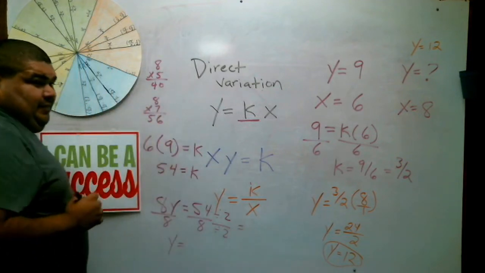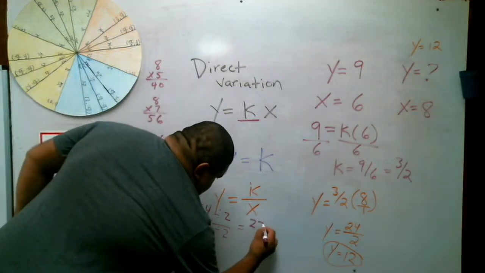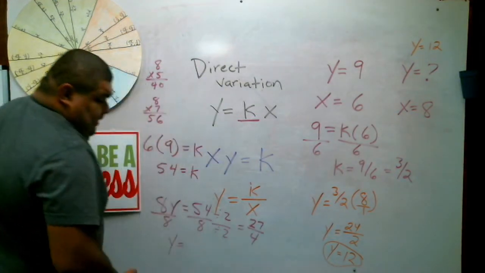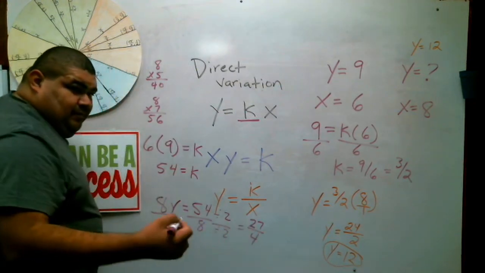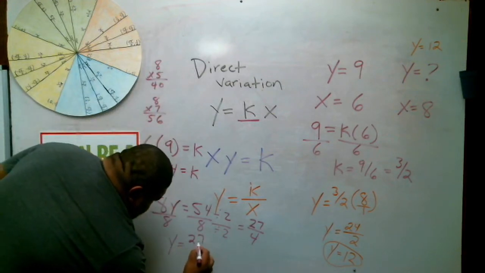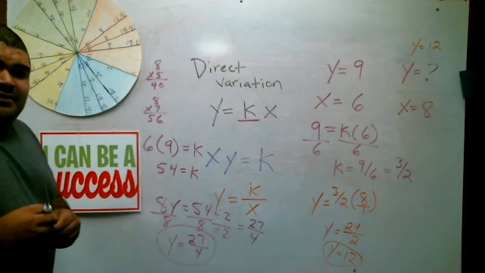So half of 54 is 27 over half of 8 is 4. Since you can no longer reduce it because there's no more factor for them that are the same. Your answer is y equals 27 over 4. And that is your answer.